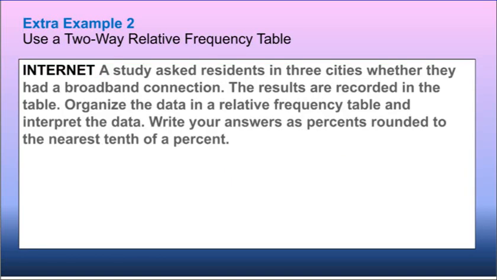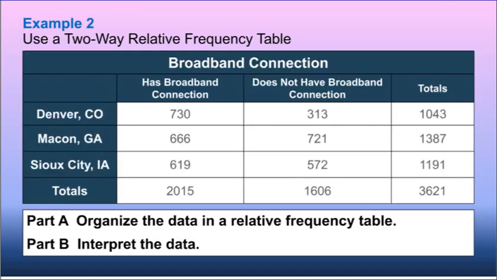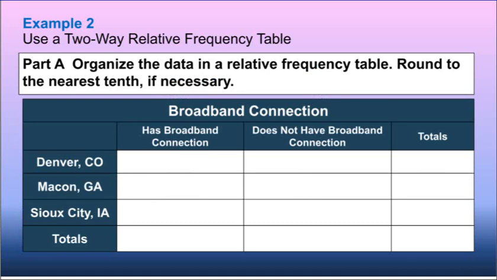So moving on to our second example here. A study asked residents in the 3 cities whether they had a broadband connection. The results are recorded in the table. Organize the data in a relative frequency table and interpret the data. Write your answers as percents rounded to the nearest 1/10 of a percent. So the same thing as what we just did. So here we have our table here, all created. Now we're going to just find the relative frequency of that. So I'm going to write that on this other side, on the next slide here.